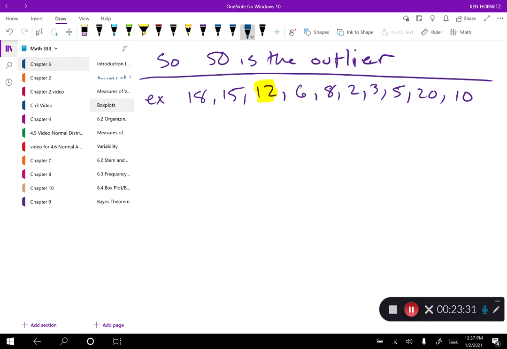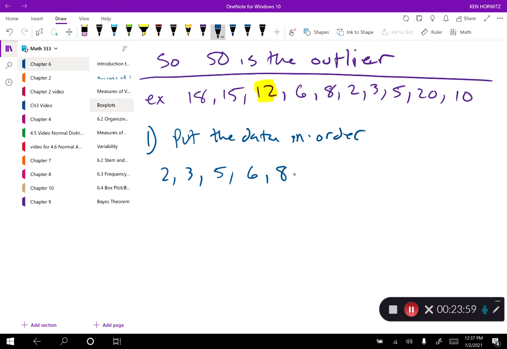All right. So the first thing I want to do is put this data in order. I got 2, 3, 5, 6, 8, 10, 12, 15, 18, 20. Believe I got them all in order.